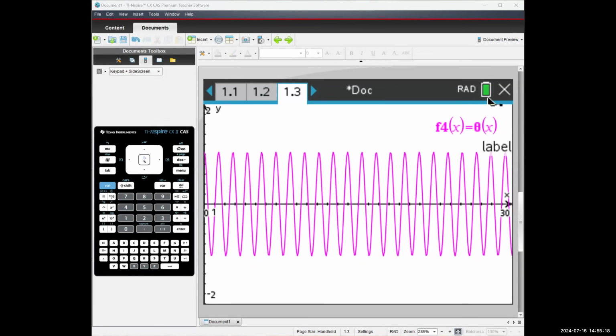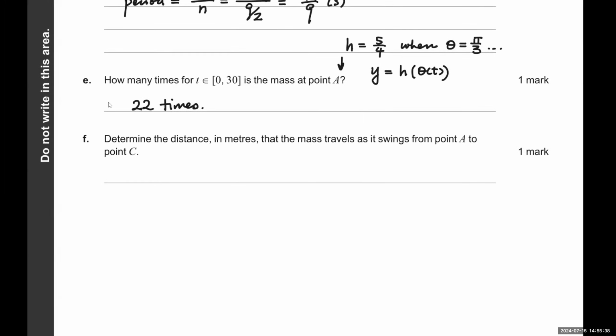Well, do need to treat this one with care. Don't lose your count. So that's a 22. Or just y equals to theta t, count how many maxima?